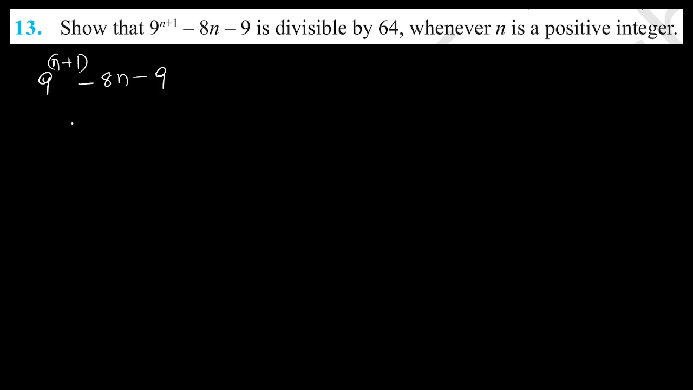Is there any scope for using the binomial theorem here? Yes, I will tell you. There are two ways. Raised to n is okay, but raised to n plus 1 is confusing. Let me do one thing. 9 raised to n plus 1. Can I write 9 raised to n plus 1 as 9 into 9 raised to n? 9 into 9 raised to n will be 9 raised to n plus 1. I want the power n. That is why.